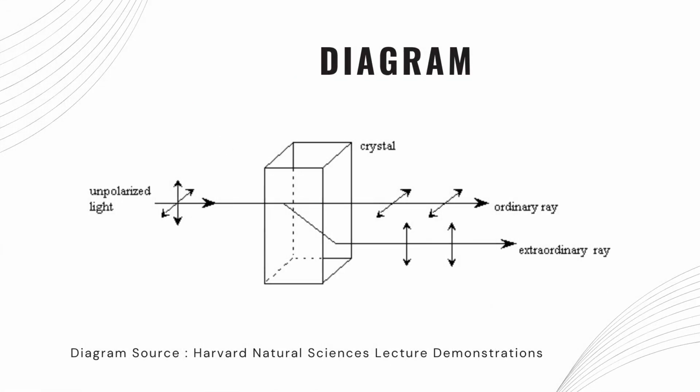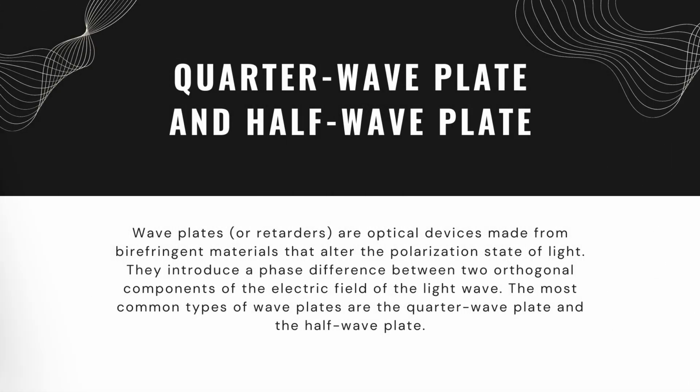A diagram for double refraction shows light entering a birefringent crystal, splitting into two distinct rays, O ray and E ray, with different polarization directions and paths through the crystal. Quarter wave plate and half wave plate.